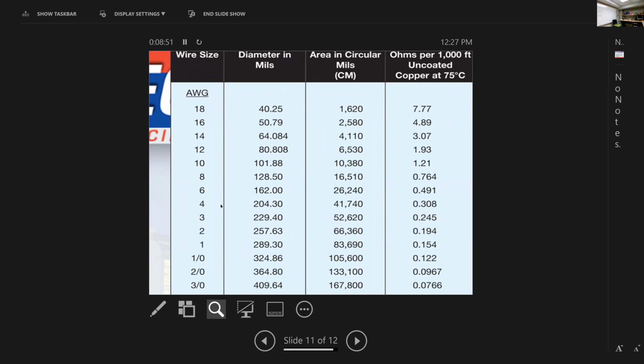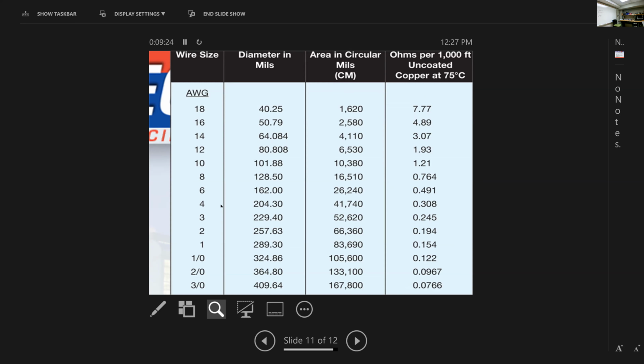The wires that y'all have worked with out here on your boards were number 14 AWG. So number 14 AWG has a diameter in mils of 64.084. But the circular mils, when you square that, is 4,110 circular mils, and that would be the number you would use in the calculation. So 4110 would be the circular mils that you would plug into that formula that we just looked at to calculate the resistance of that wire at so many feet.